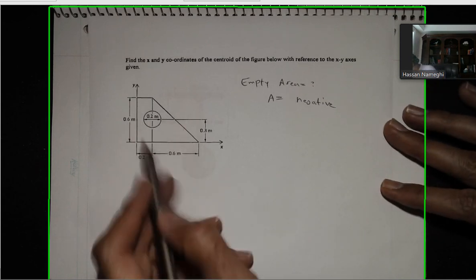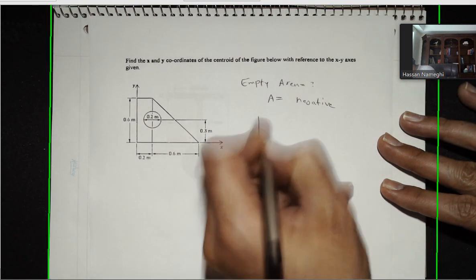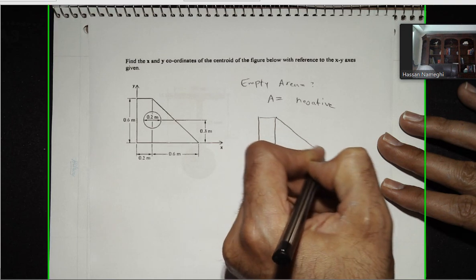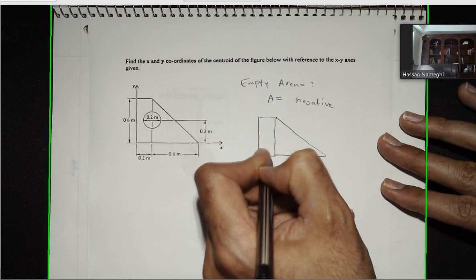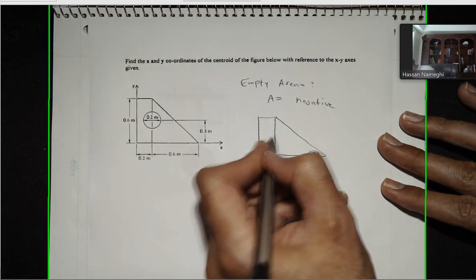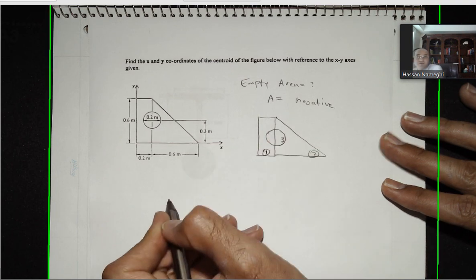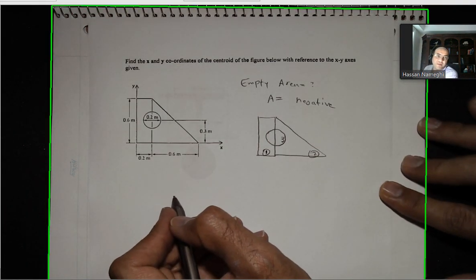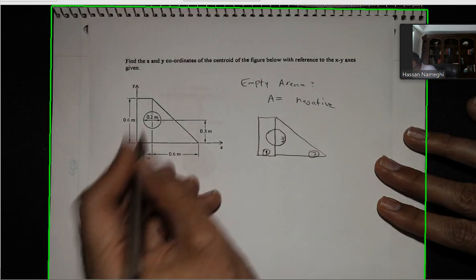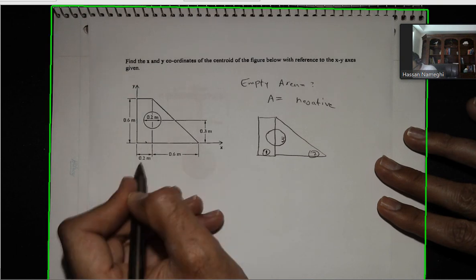So I'm going to break this one down into constituents. In this case, I'm going to have one constituent like this, one rectangle, one triangle, right? So this will be 1. The second one is the triangle, and the third one down here is going to be an empty circle. That will be 3. So my job is to find the center for each of them.